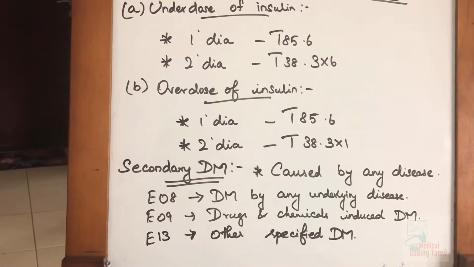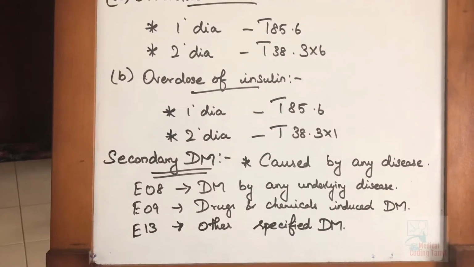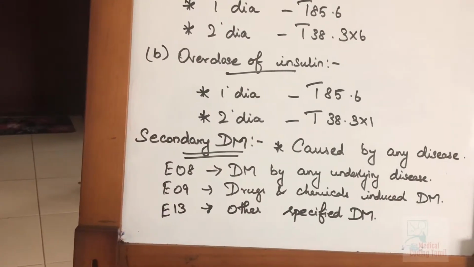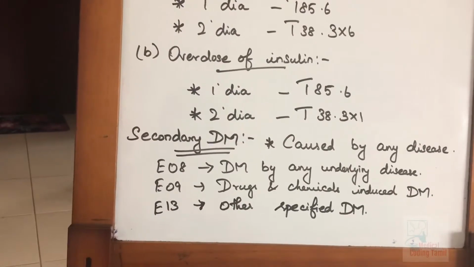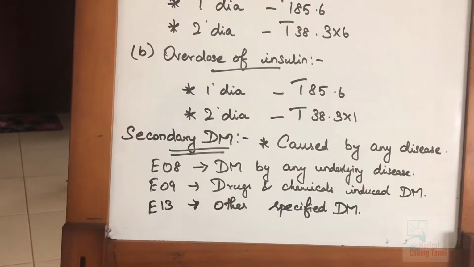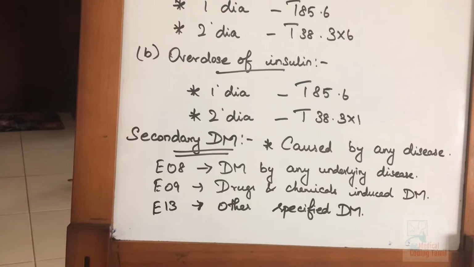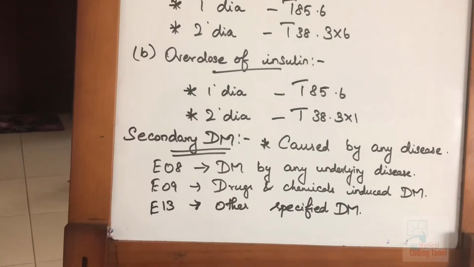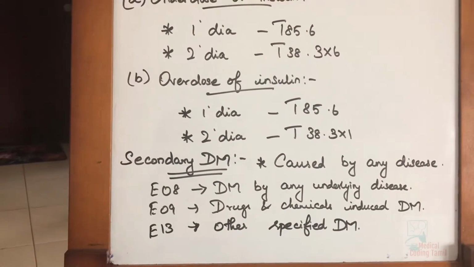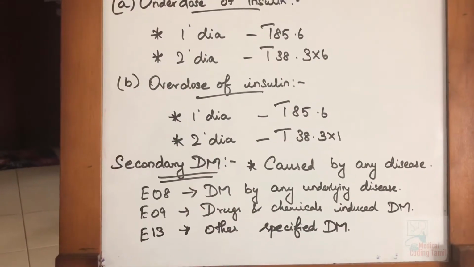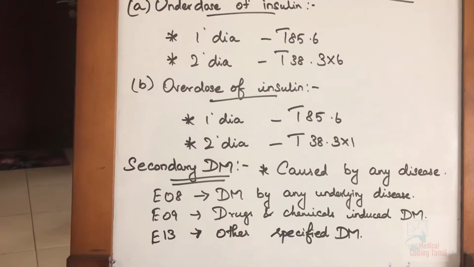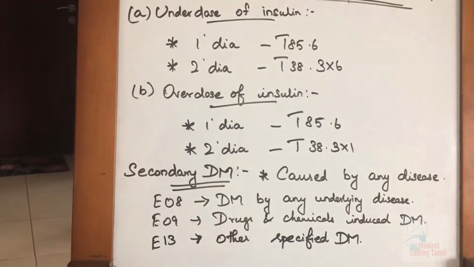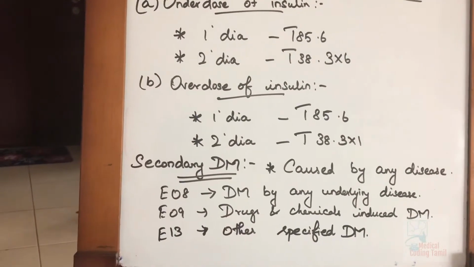And the overdose of insulin code. Overdose of insulin means if we give the medicine as an overdose, then it will become a poison to our body, right? So for overdose of insulin, the mechanical pump failure T85.6 is the principal diagnosis, and the secondary diagnosis is T38.3X1, which means poisoning by insulin. These are the complications caused by insulin pump failure.